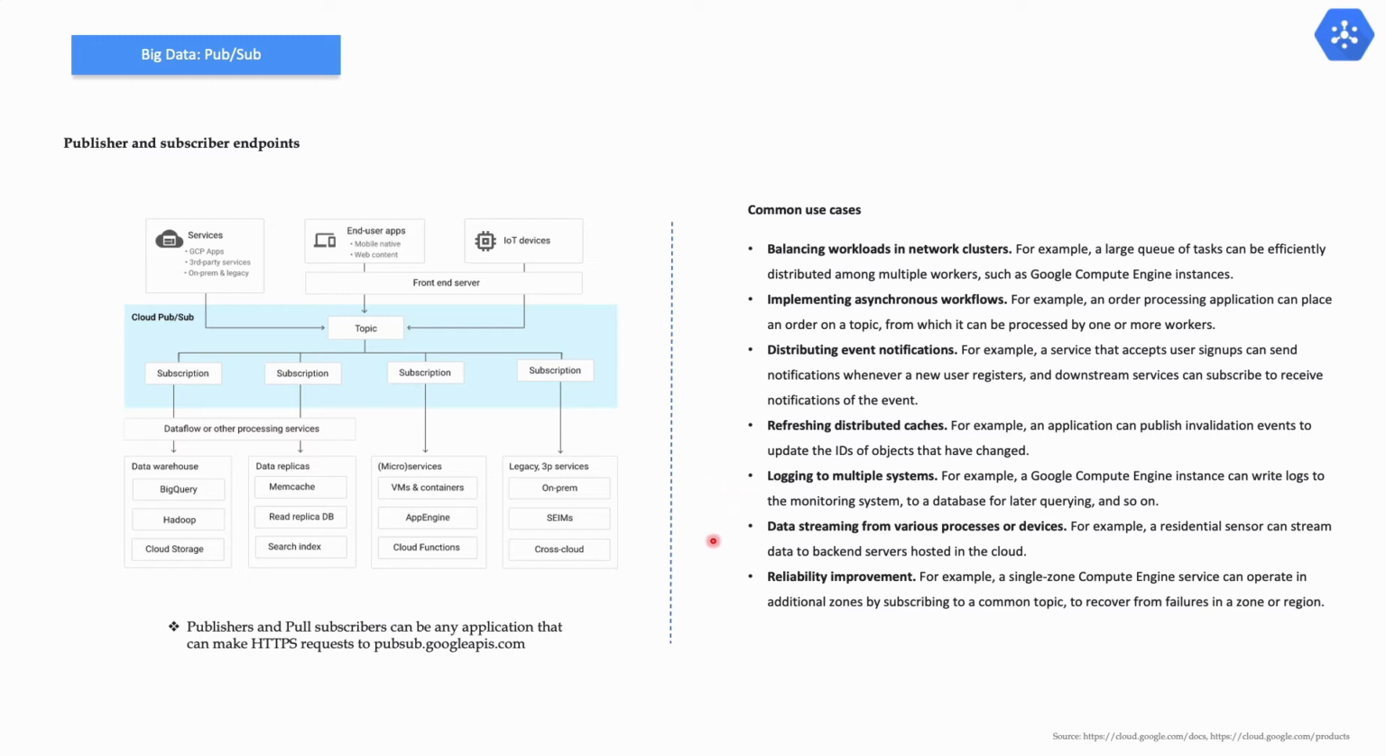Data streaming from various processes or devices. For example, a residential sensor can stream data to backend servers hosted in the cloud. Reliability improvement. For example, a single zone compute engine service can operate in additional zones by subscribing to a common topic to recover from failures in a zone or region.